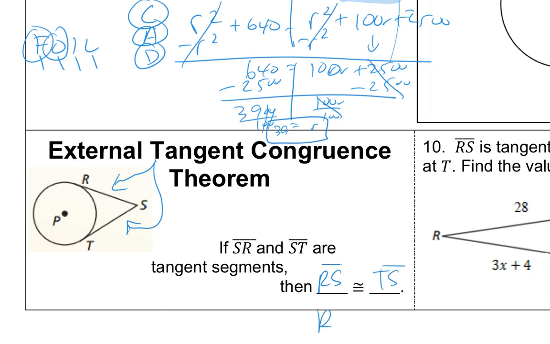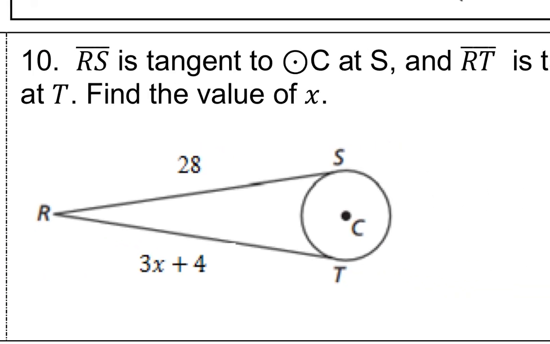That means that the lengths are equal. RS is equal to TS. Congruent means the shapes are the same. Equal means the lengths are the same, right? So that means that the lengths of those two are equal. If we're going to keep that in mind, let's do some practice right over here.